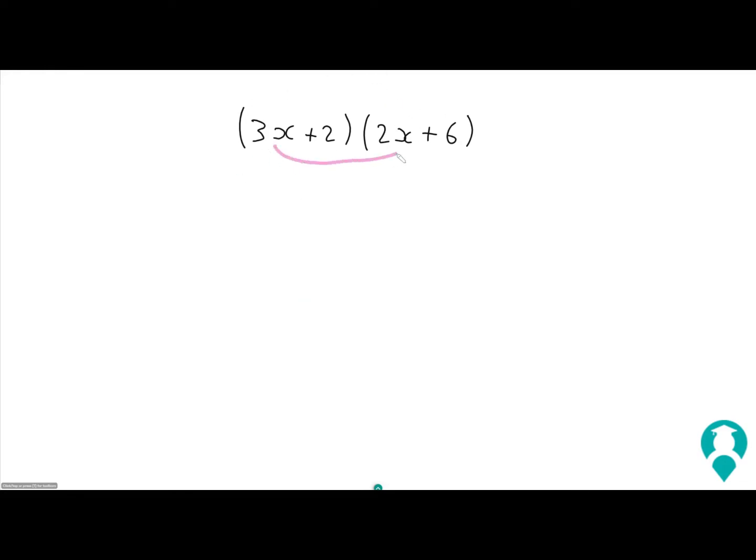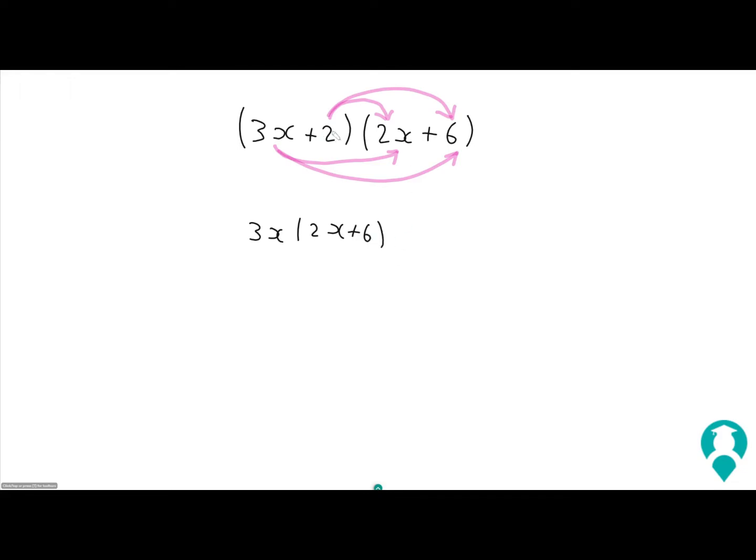So we'd multiply 3x by 2x, 3x by 6, 2 by 2x, and 2 by 6. I'll show you that a bit more explicitly. So, if you look at our left bracket, we have 3x, which needs to be multiplied by 2x plus 6. That's our whole right bracket. So we can rewrite that out as 3x multiplied by (2x plus 6).